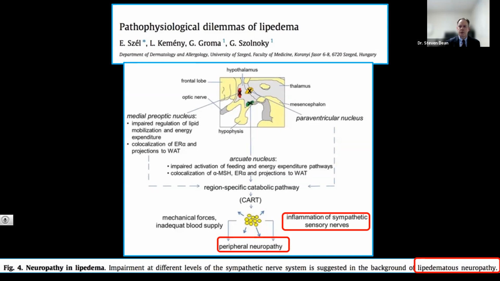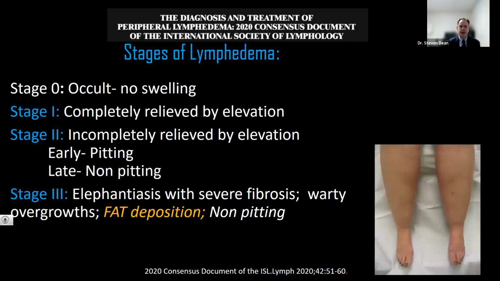And when this exists, what happens? Well, when that limb is in a dependent position, that precapillary sphincter does not contract. That allows excess interstitial fluid into the extracellular matrix, et cetera, leading to the characteristic orthostatic edema. So that's how it happens.